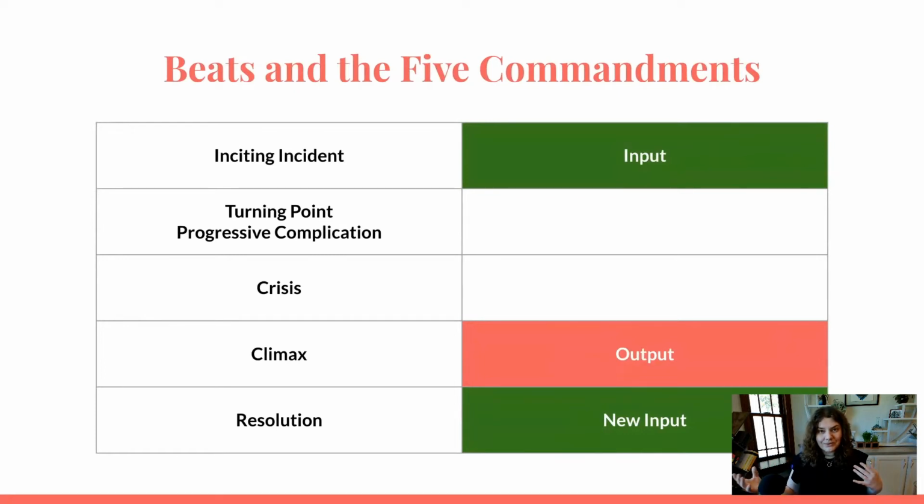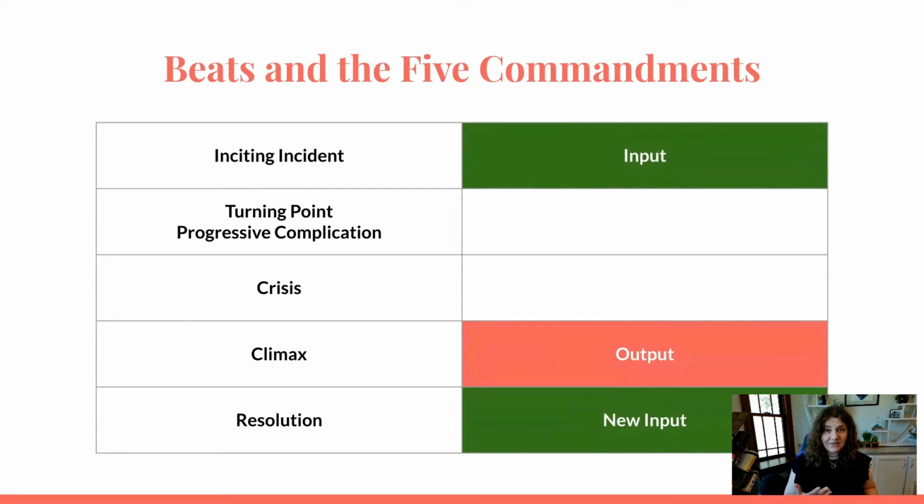So you have the input, you have the output, and then the resolution, which is the response to whatever happened in that climax, the response to the output, is the new input. So in that way, we can see that the beats chain together. So instead of discrete chunks of the 5 commandments that follow one after another at the beat level, they are chained together so that it keeps your reader propelled from one input-output pair to the next, because the input of the next one functions as the resolution of the beat that they just read.